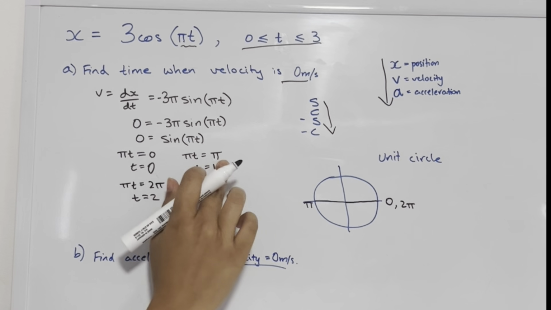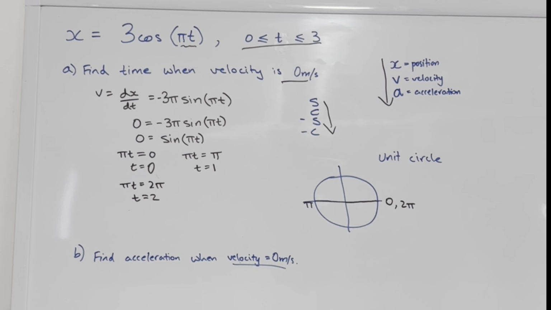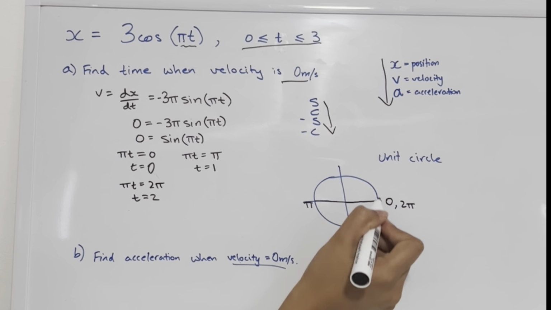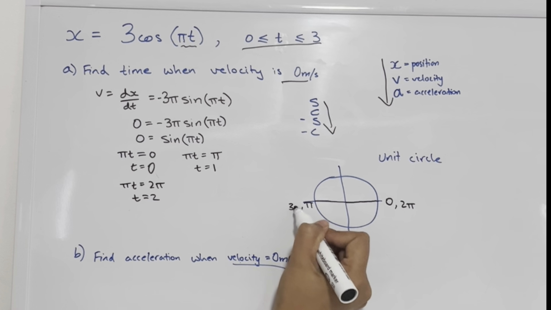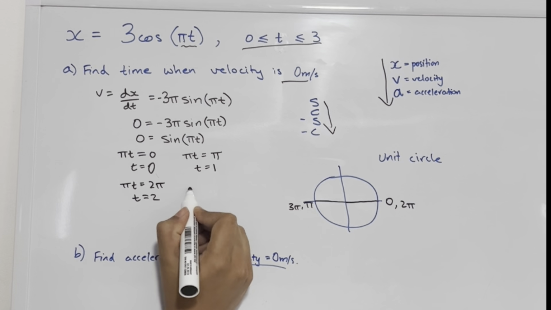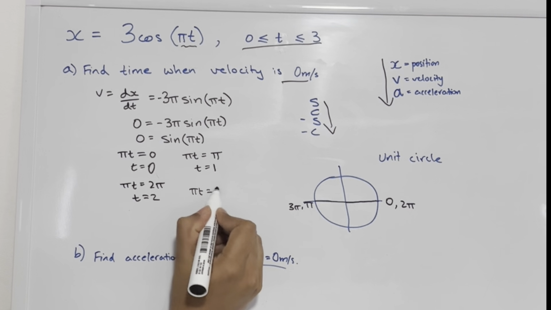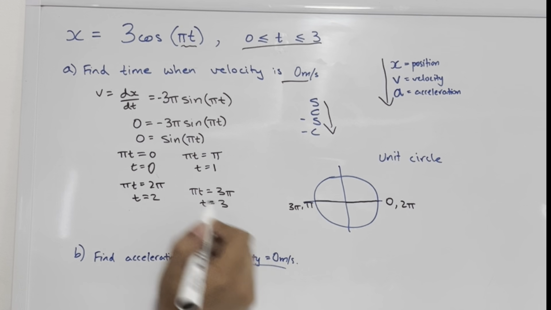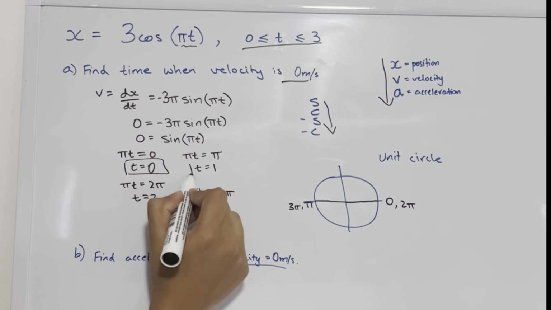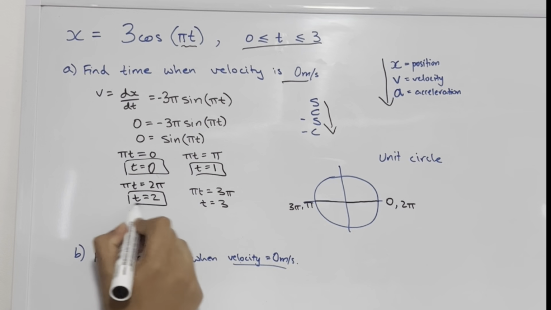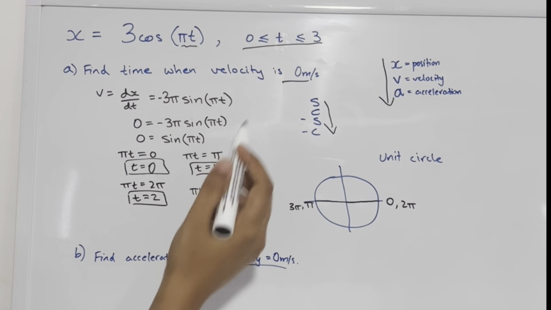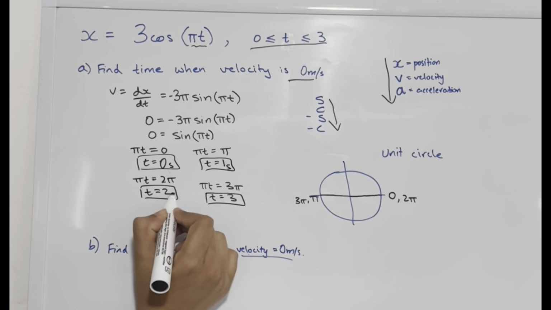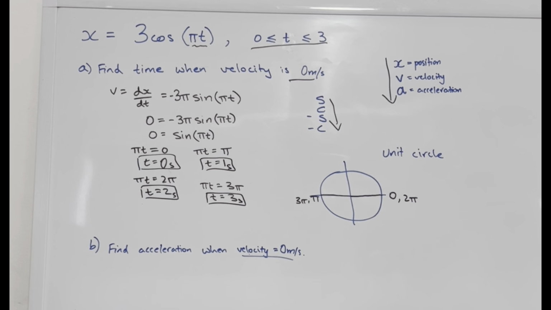So I'm just going to remove the second sine so we don't confuse it for a number. And lastly, if we keep going, this is going to be 3 pi. So when pi t equals 3 pi, and dividing by pi again, we're going to get t equals 3. So our 4 answers for when velocity is 0 are when t equals 0 seconds, 1 second, 2 seconds, and 3 seconds.